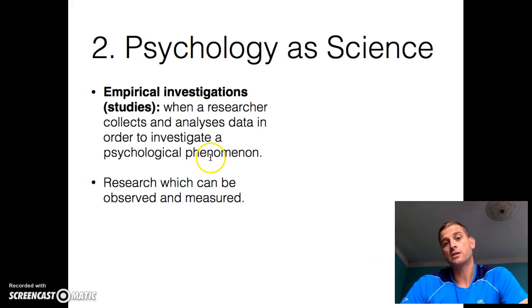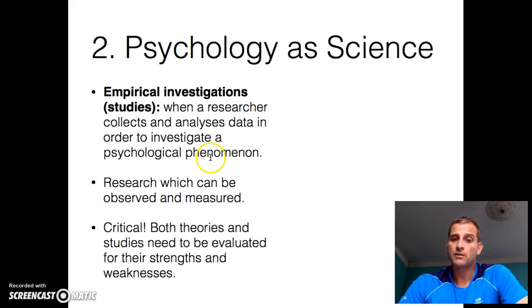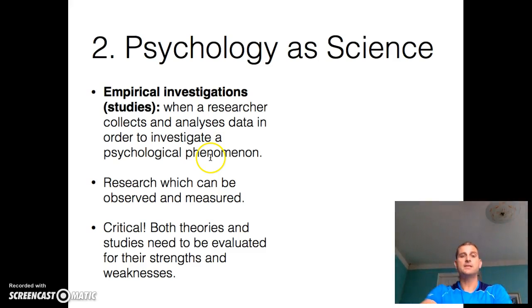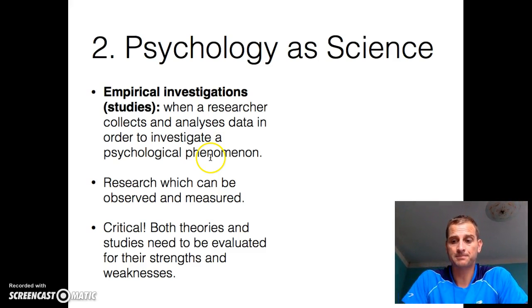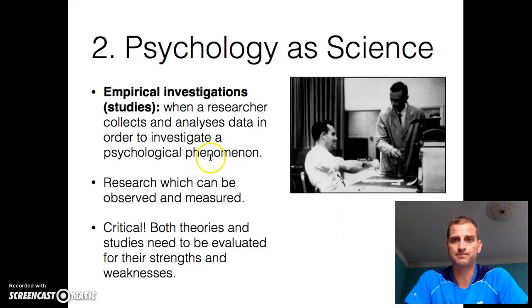Empirical investigations involve research which can be observed or measured. And critical, as I've mentioned, both theories and studies need to be evaluated for their strengths and weaknesses. And we'll talk more about how to do that. This is a classic study that we might use as an example later by Stanley Milgram. And I might even put this on the website for you to look at later.